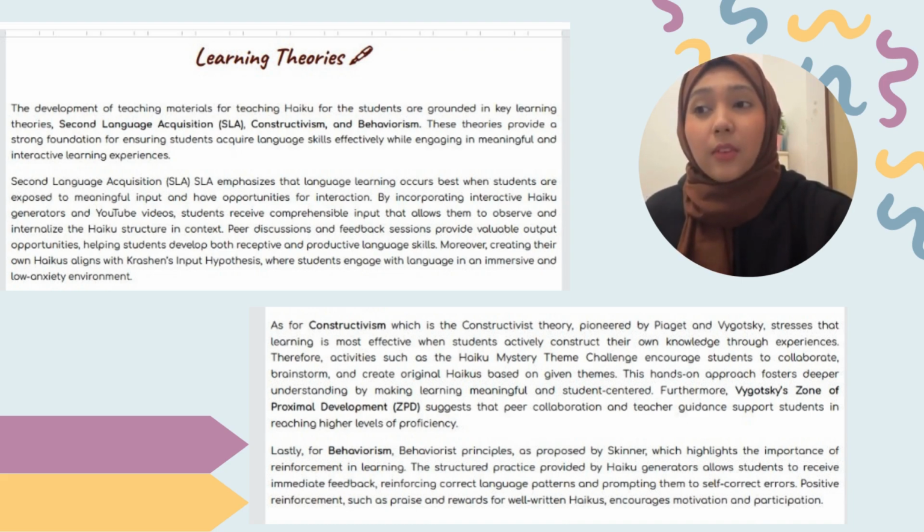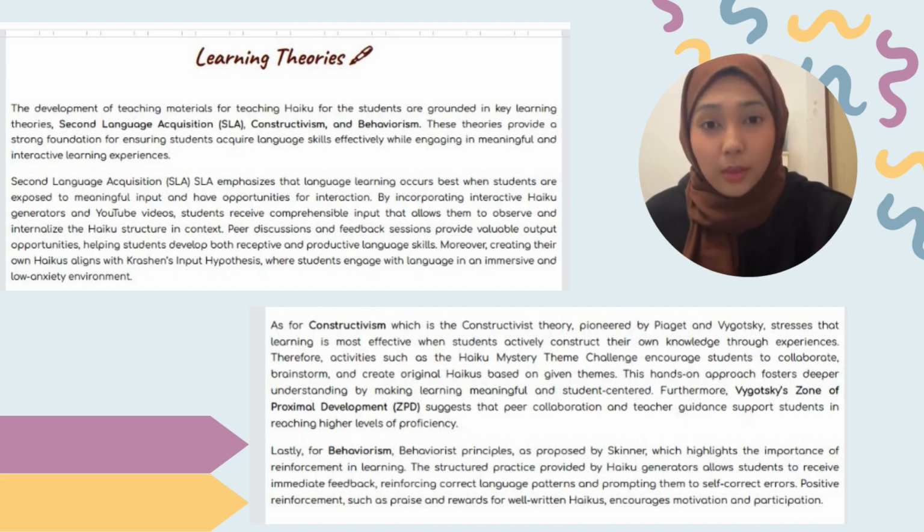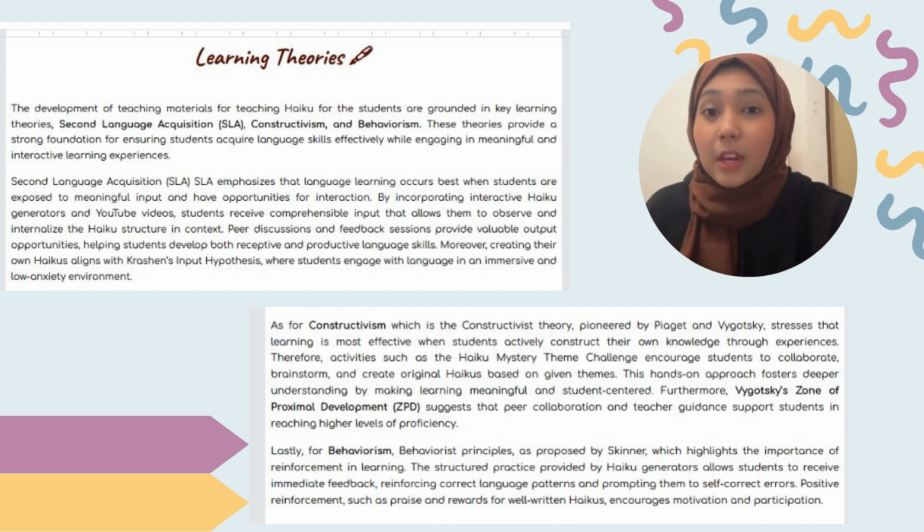As for constructivism, which is the constructivist theory pioneered by Piaget and Vygotsky, it stresses that learning is most effective when students actively construct their own knowledge through experiences. Therefore, activities such as the Haiku Mystery Theme Challenge encourage students to collaborate, brainstorm, and create original haikus based on given themes. So this hands-on approach fosters deeper understanding by making learning meaningful and student-centered.